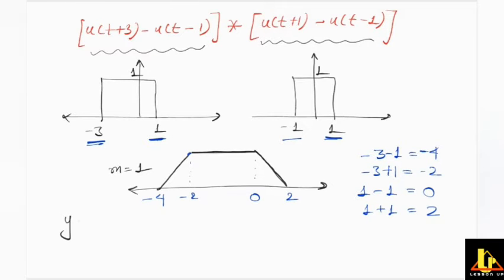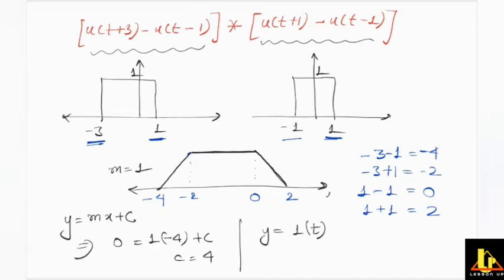Okay, and we know this equation y is equal to mx plus c. With the help of this equation we will find the amplitude of this trapezoidal. So initially when y is equal to 0, x is equal to minus 4. So if this is 0, x is equal to minus 4 and value of m is 1 plus c. So c is equal to 4. Now we'll put this in this equation, y is equal to m is 1 and instead of x I use t because this axis represents t, plus value of c is 4. So y is equal to t plus 4.